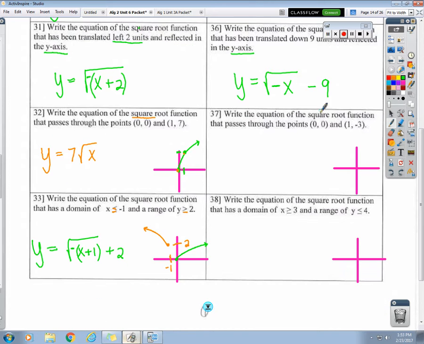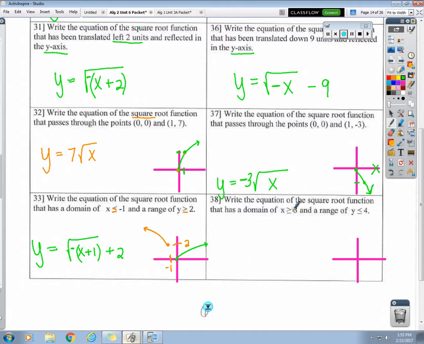Okay, number 37, it gives you 2 points, 0, 0, and then 1, negative 3. So right here. That means there's not only been a reflection across the x-axis, which is represented with a negative on the outside, it didn't shift left or right, but it has a slope of 3. So y equals negative 3 square root of x.